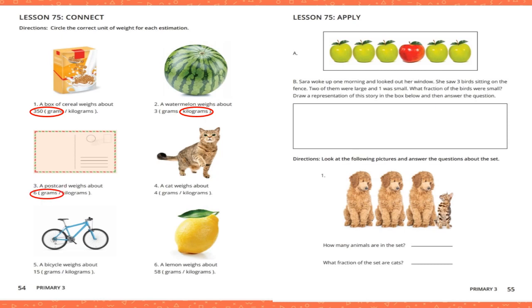A cat weighs 4 grams or 4 kilograms. Is it heavy or light? It's heavy, kilograms. A bicycle weighs about 15 grams or 15 kilograms. Kilograms, it's heavy also. A lemon weighs about 58 grams or kilograms. Grams, it's light.